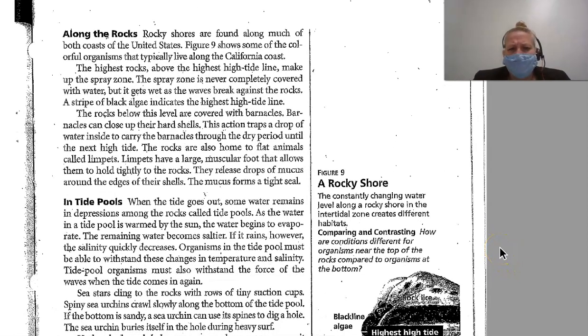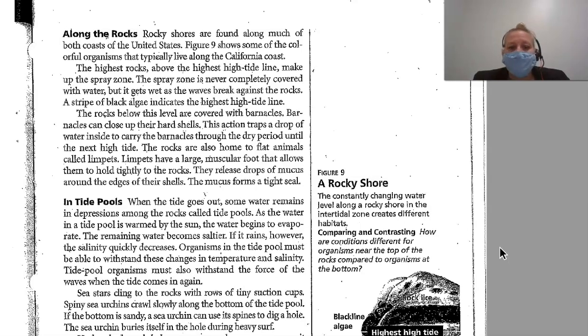Along the rocks. Rocky shores are found along much of both coasts of the United States. Figure 9 shows some of the colorful organisms that typically live along the California coast. The highest rocks above the highest high tide line make up the spray zone. The spray zone is never completely covered with water, but it gets wet as the waves break against the rocks. A strip of black algae indicates the highest high tide line. The rocks below this level are covered with barnacles. Barnacles can close up their hard shells. This action traps a drop of water inside to carry the barnacles through the dry period until the next high tide.